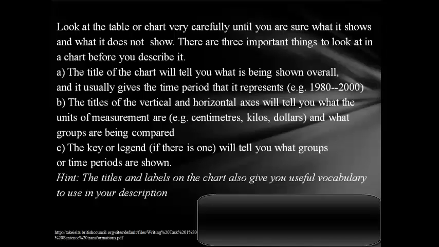Number 2, the titles of the vertical and horizontal axes will tell you what the units of measurement are. For example, centimeters, kilos, dollars, and what groups are being compared. Number 3, the key or legend, if there is one, will tell you what groups or time periods are shown. There is a hint. The titles and labels on the chart also give you useful vocabulary to use in your description.